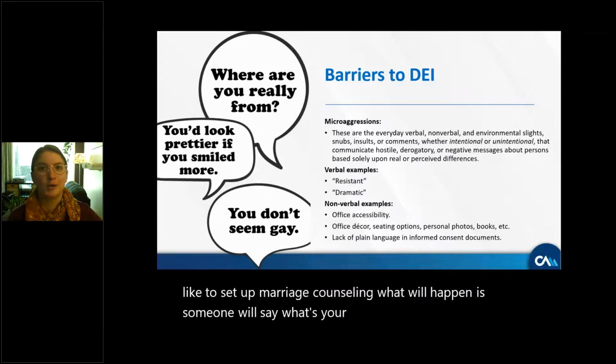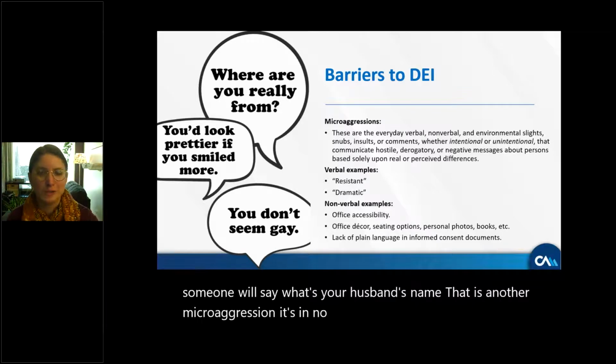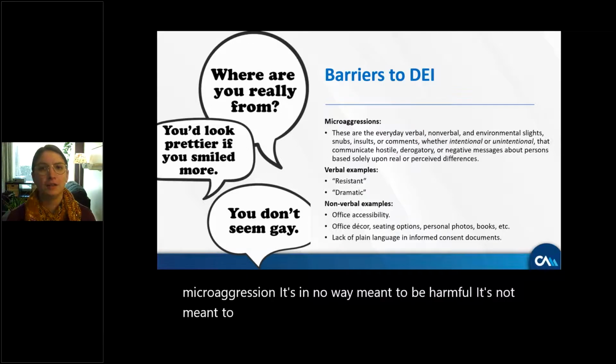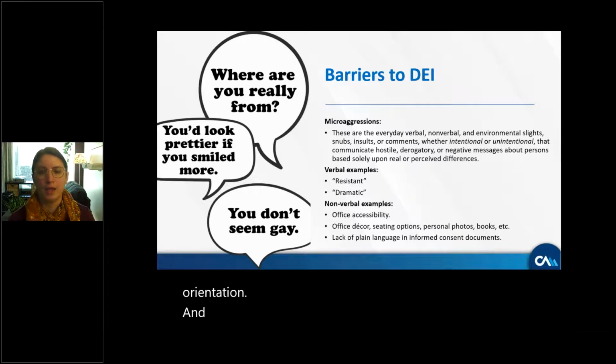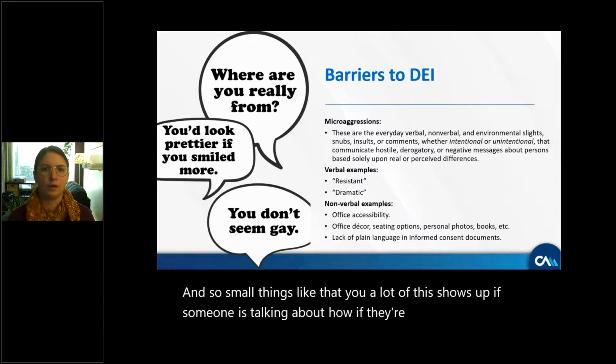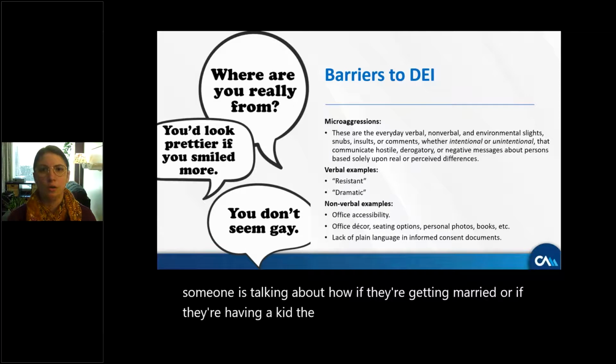That is another microaggression. It's in no way meant to be harmful. It's not meant to be offensive. It's just an automatic assumption about someone's sexual orientation. And so, small things like that. A lot of this shows up if someone is talking about how they're getting married or having a kid, and the first thing is, oh, is it a boy or a girl?